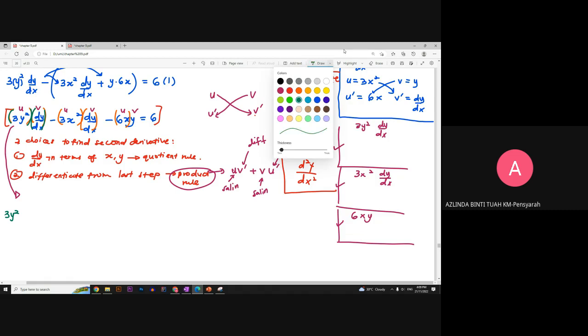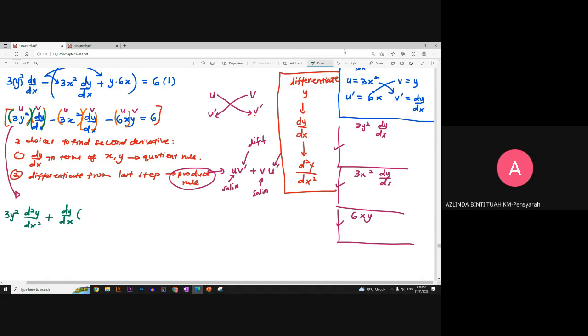Okay, jadi balik pada step tadi. Salin, differentiate yang second, so V prime plus V U prime. So U prime power rule 3 step ya. Bring down power minus 1, differentiate bracket. Differentiate Y. Okay, itu untuk first term.